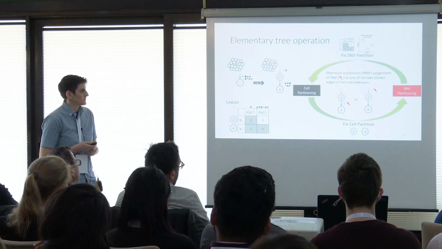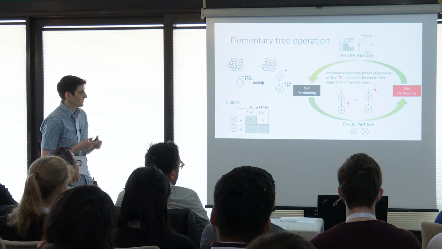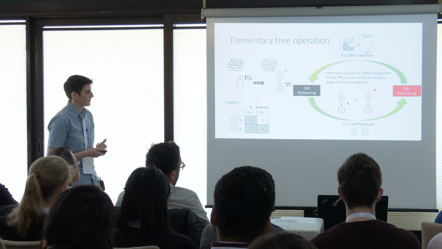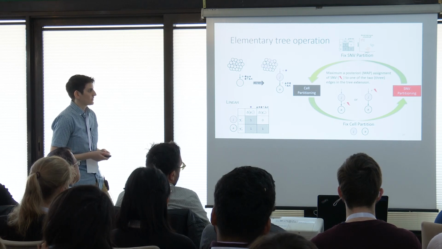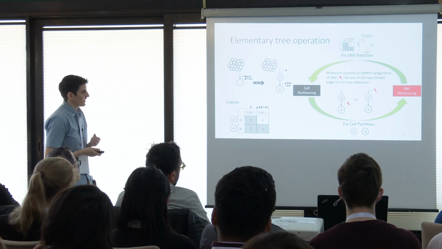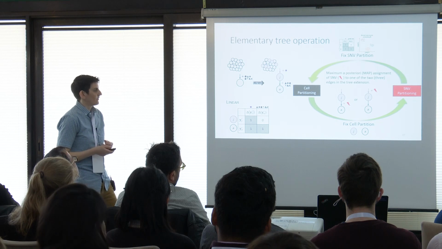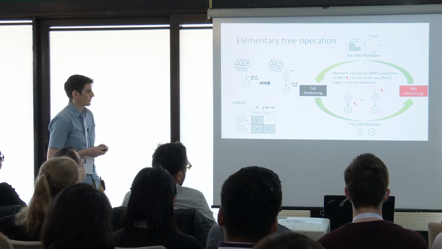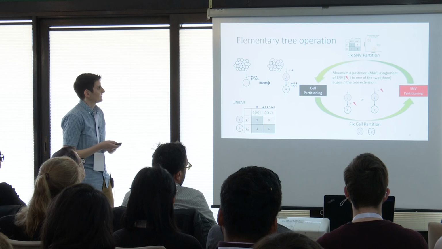For the SNV partition, once the cell partition is fixed and we have our clonal genotypes fixed, we're going to try to assign each SNV to an edge in the extended subtree and find the one that maximizes the posterior probability.